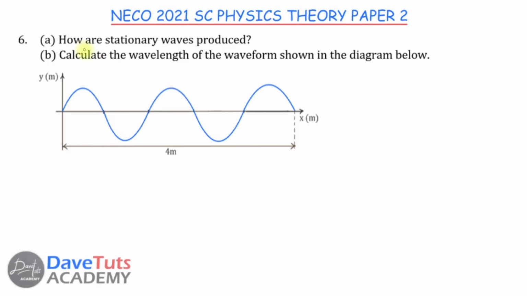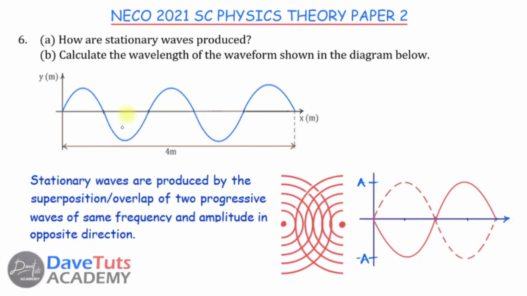This is a question on waves, and our mandate is to explain how stationary waves are produced, and then to look at this question and calculate the wavelength of the waveform that is shown in the diagram. Okay, very good and very fine. If you want to look at the way in which stationary waves are produced, it's just by the superposition of two progressive waves that have the same frequency and the same amplitude, but they are moving in opposite directions. So like in this particular case, this wave is moving in this direction and this one is moving in this direction. Both of them have the same amplitude and the same frequency, and then they will produce a stationary wave.